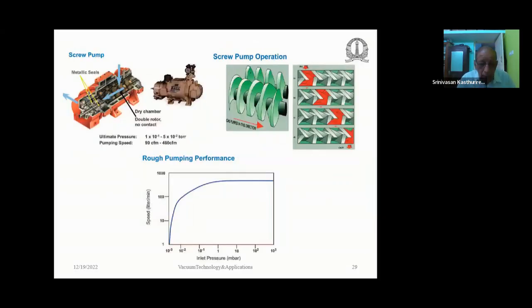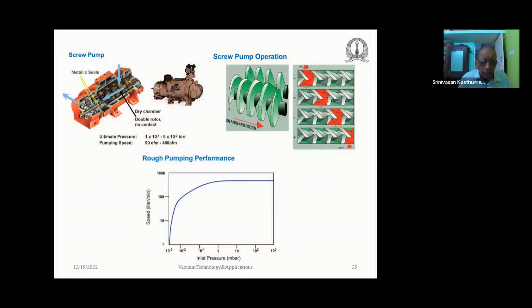There is another class of pumps which are called screw pumps. In screw pumps, there are two screws, one screw interlinked with another screw, and one is a stationary screw, another is a rotating screw. As the screw is continuously rotating, the gas is drawn, gradually compressed, and then thrown outside. So it keeps on evacuating. You can see here the operation of the screw pump as you keep moving from one end to the other. The gas is drawn, gradually compressed, and then thrown outside. By this process, you get the evacuation.